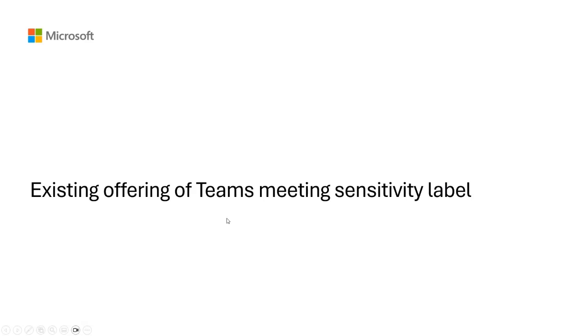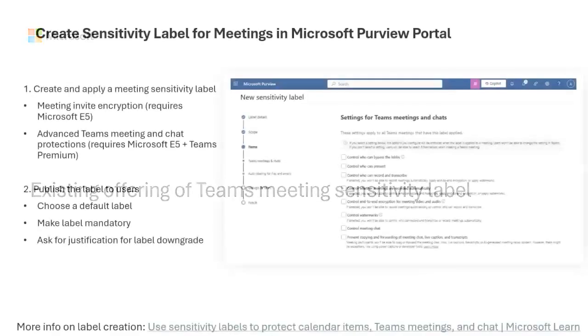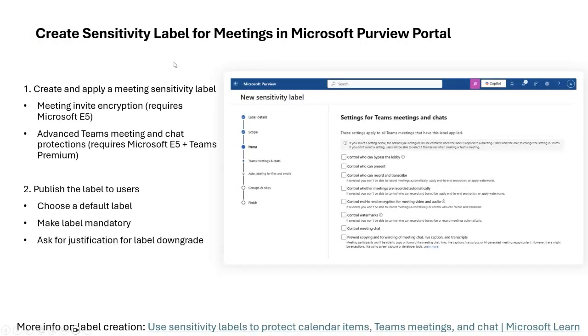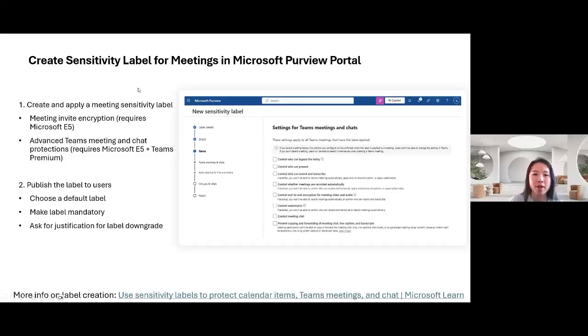Starting with the existing offering. Today in the Microsoft Purview portal, you can create a sensitivity label. This is one of the most important features that you could use to start protecting all the data in Teams. Today, there are mainly two steps to start with protection in your Teams meeting.